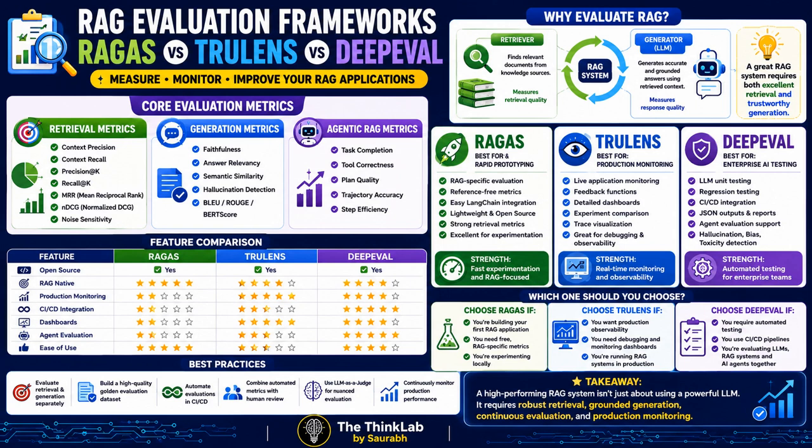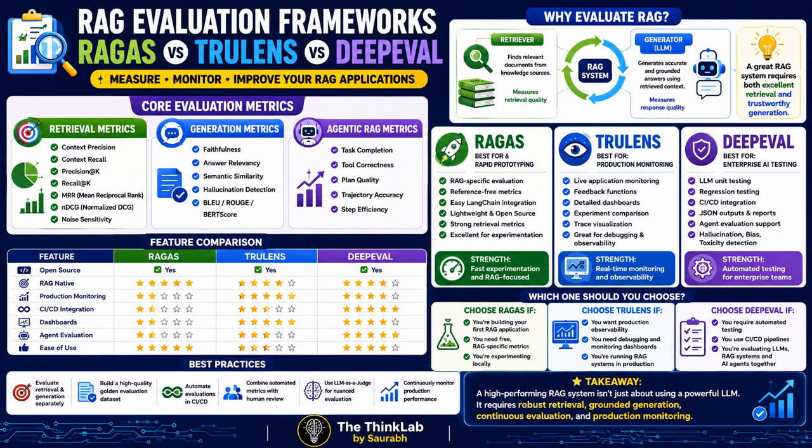Another important metric is called recall at k. We check whether the relevant document appears in the retrieved results or not. Another one is called MRR, which means mean reciprocal rank. It rewards the system that returns the correct document near the top. And finally, nDCG measures the ranking quality by considering the document relevance and its position. So these metrics tell us whether our retrieval engine is doing a good job or not.